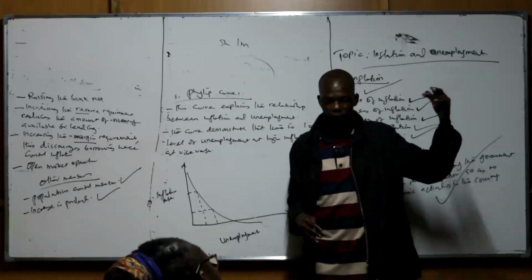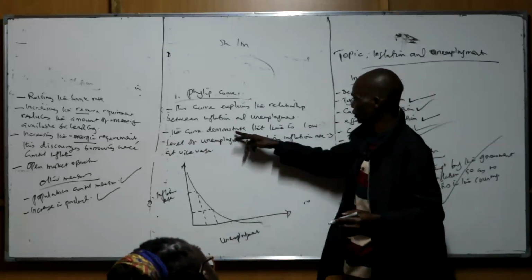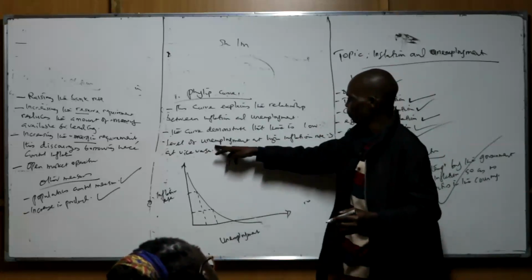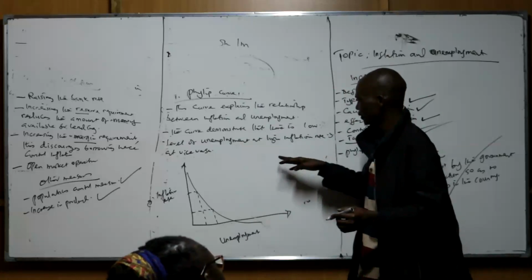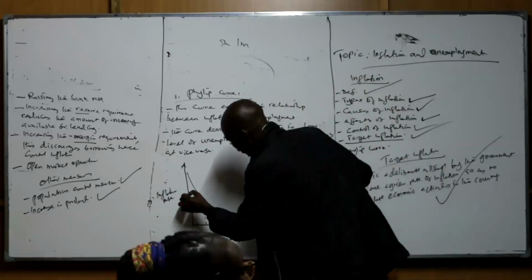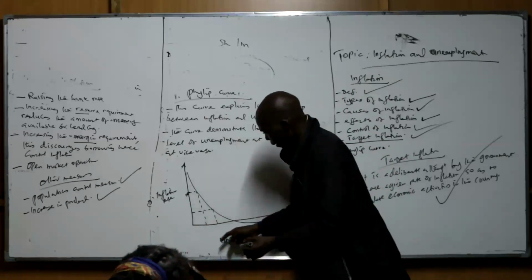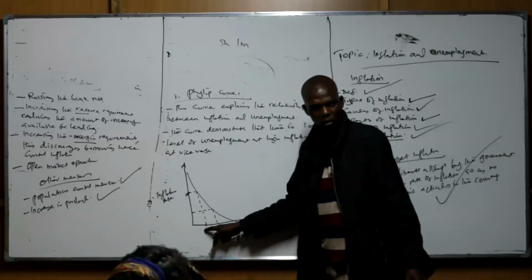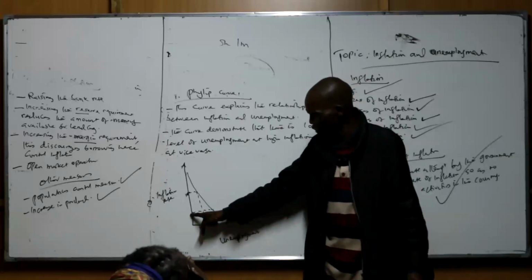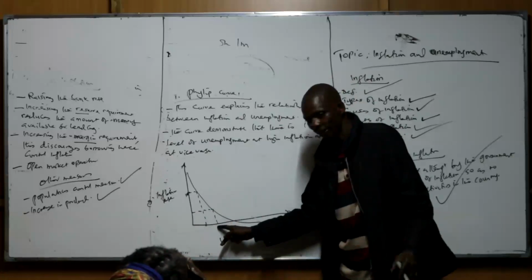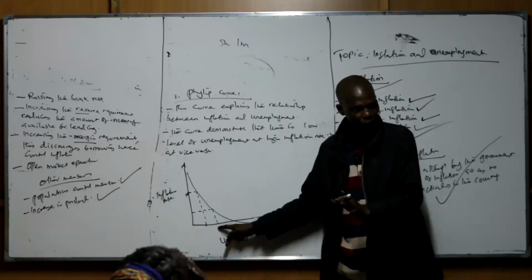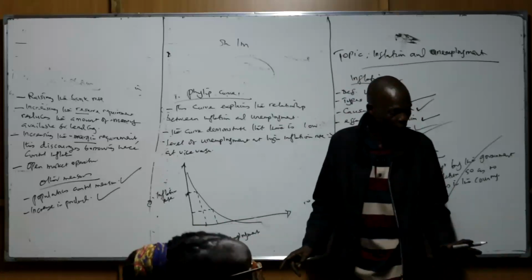Isn't it? So the curve says that there is a low level of unemployment and a high inflation rate. You can see if we have that inflation rate, unemployment will be low. Now look, if the inflation goes down here, the unemployment will increase. So it means the majority of people will be without jobs. Unemployment increases.